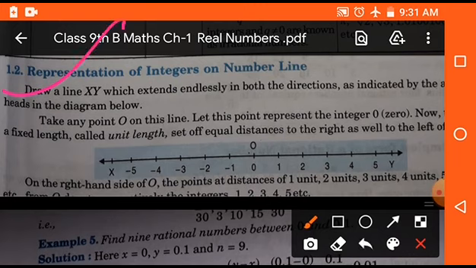Now students, we will discuss here the representation of integers on a number line. We can represent any integer on the number line according to the given diagram. In the diagram you can see that all the numbers can be represented according to the number line.